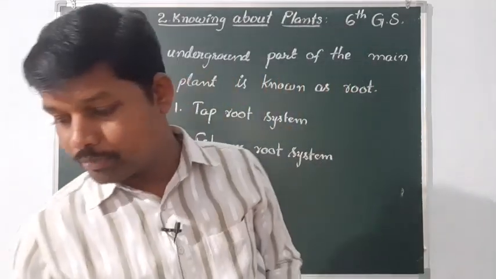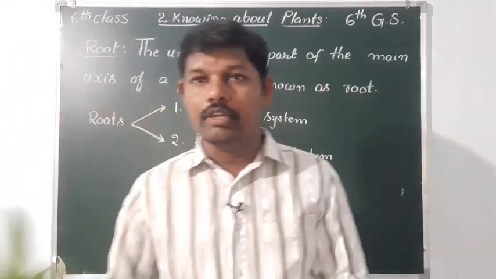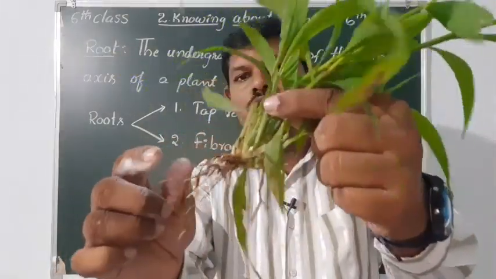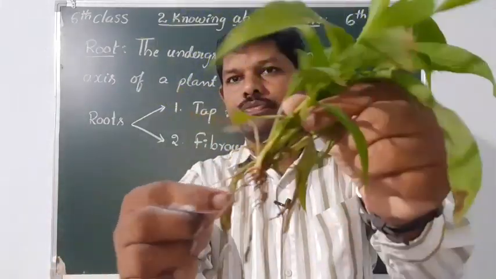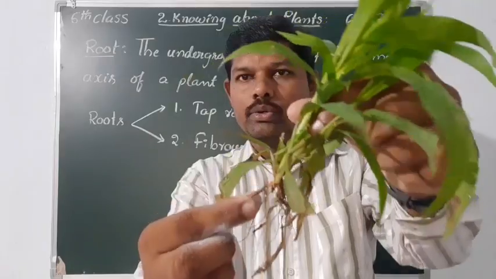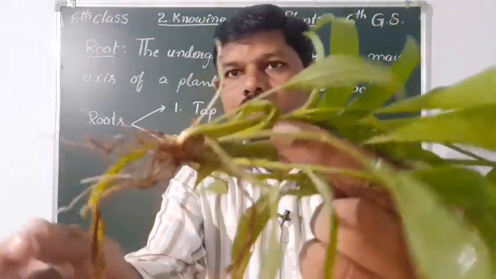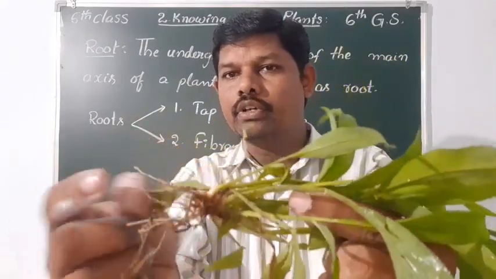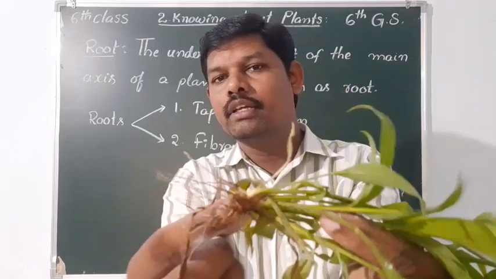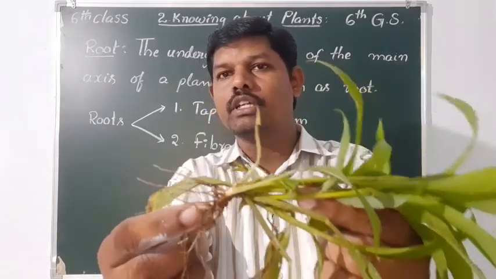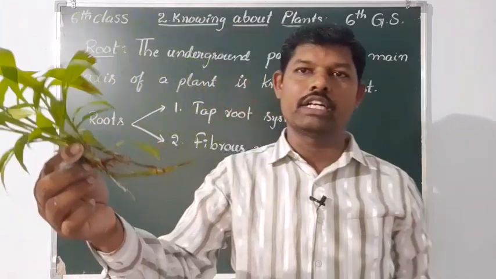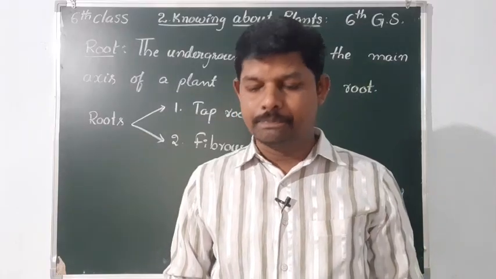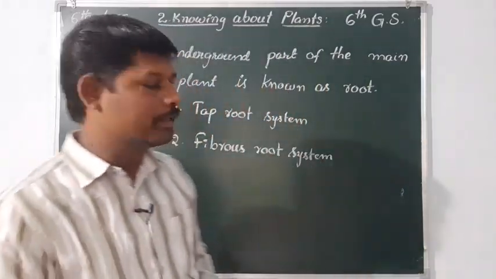Next, observe a grass plant. Here all the roots look like the same size. Are you able to see any big root in the middle? There is no big root. All are clustered from the stem, all small in size. This type of root system is called the fibrous root system. Mainly you will observe it in grass plants. So we have two types of root system.